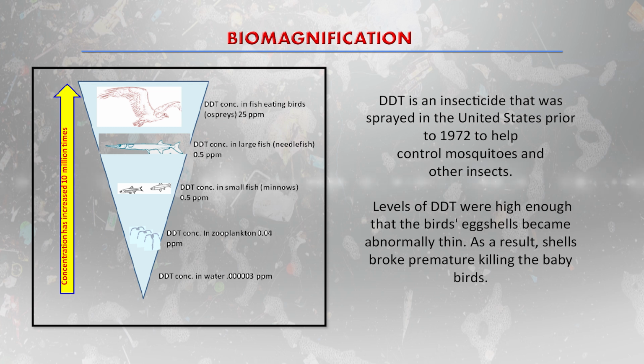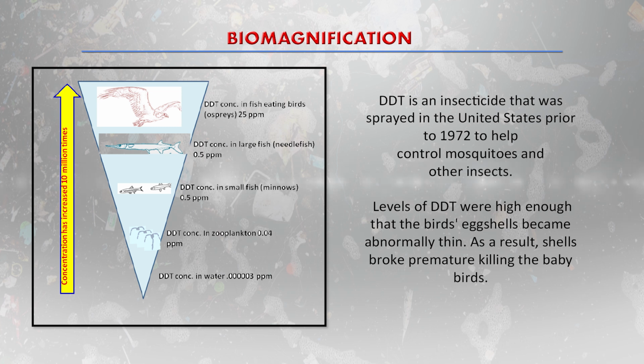To help control the mosquitoes and other insects, because basically it is an insecticide. Now, because it was being sprayed, it started leaking into the creeks, and then it went into the soil and then into the water. If you look at this figure, DDT concentration in water is 3 × 10^-6 ppm. Then the zooplankton in the water took it up, and the concentration increased as it bioaccumulated to 0.04 ppm. So, that is the bioconcentration.